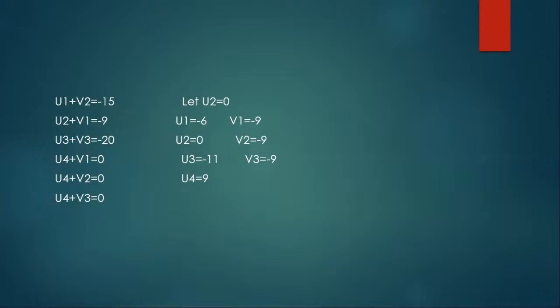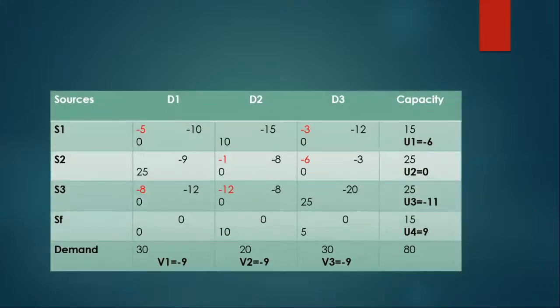Like you are seeing u1 plus v2 equals minus 15, u2 plus v1 equals to minus 9, u3 plus v3 equals to minus 20, u4 plus v1 equals to 0, u4 plus v2 equals to 0, u4 plus v3 equals to 0. We will put u2 equals to 0 to get the values of other variables. Now you can see that all the shadow costs in the table are non-positive.